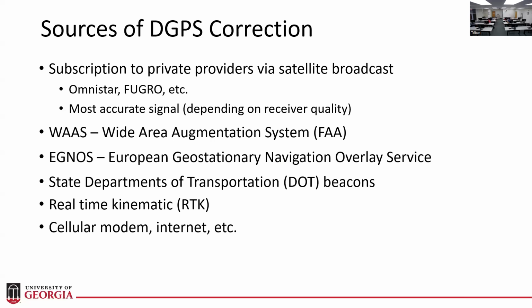We also have three other sources of DGPS correction, which is State Departments of Transportation beacons, which is widely used or was widely used by the Coast Guard and Marines, etc. We also have real-time kinematic, RTK, and if you work with precision ag, you hear this term all the time, RTK, and we're going to talk about that as well. And we also have the correction from cellular modem or internet.